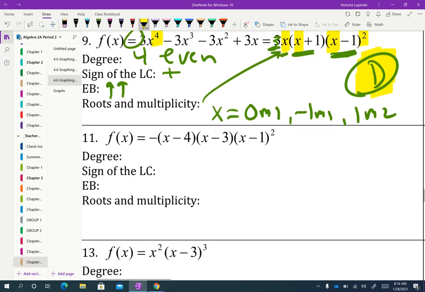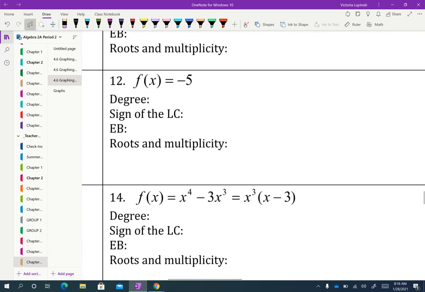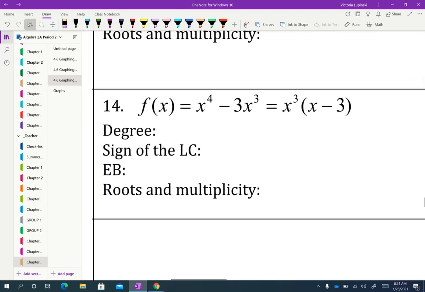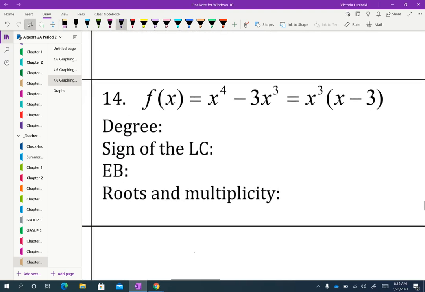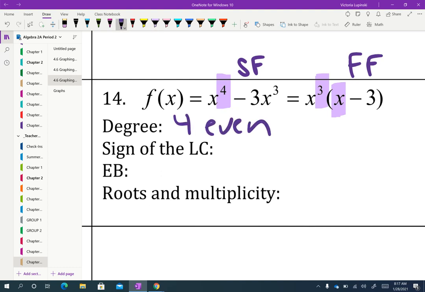Let's do one final one together. Then you should hopefully be fine to do the rest on your own for homework. So taking a look at number 14, again, worth pointing out that it's a standard form on the left side with a factored form on the right side. The degree from the left side is 4. From the right side, if you add up all the x's, still 4. 4 is still even. Out front, nothing is there, so you assume it's a positive. And even positive is up, up.